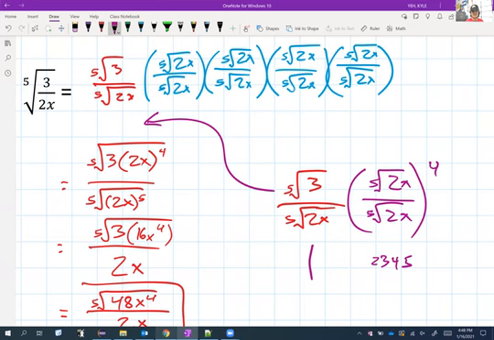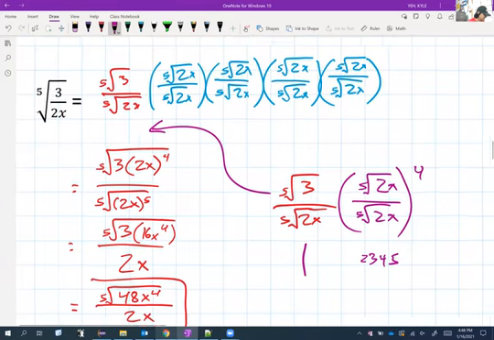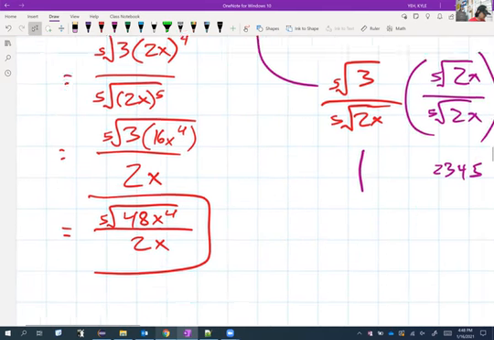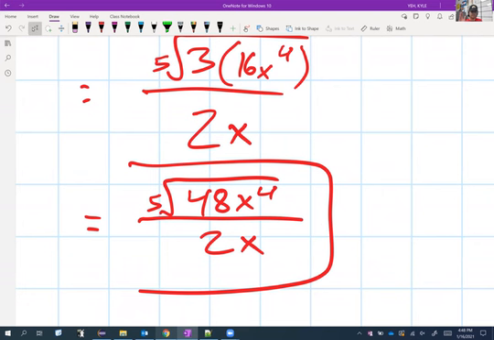16x to the 4th inside that top purple multiplied by the 3. We'll get 48x to the 4th inside that 5th root all over 2x. And one last thought, oftentimes I get a question, x to the 4th on top, x on bottom, can't we cancel those? No, because the x to the 4th is inside that radical. So we can't do any canceling. Same with the 48 over 2.